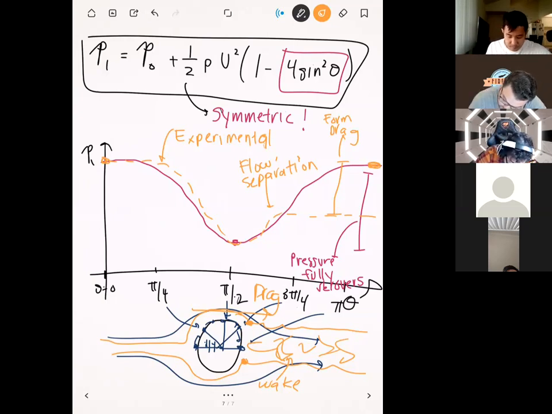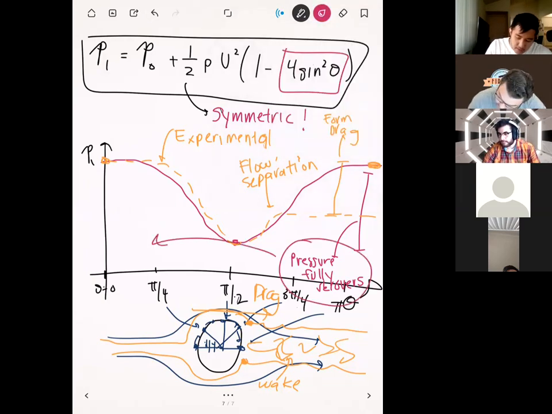And so if that's what happens in reality, then why does potential flow predict this kind of full pressure recovery? The fact that potential flow predicts this full pressure recovery and you have no drag force, this is called D'Alembert's paradox.